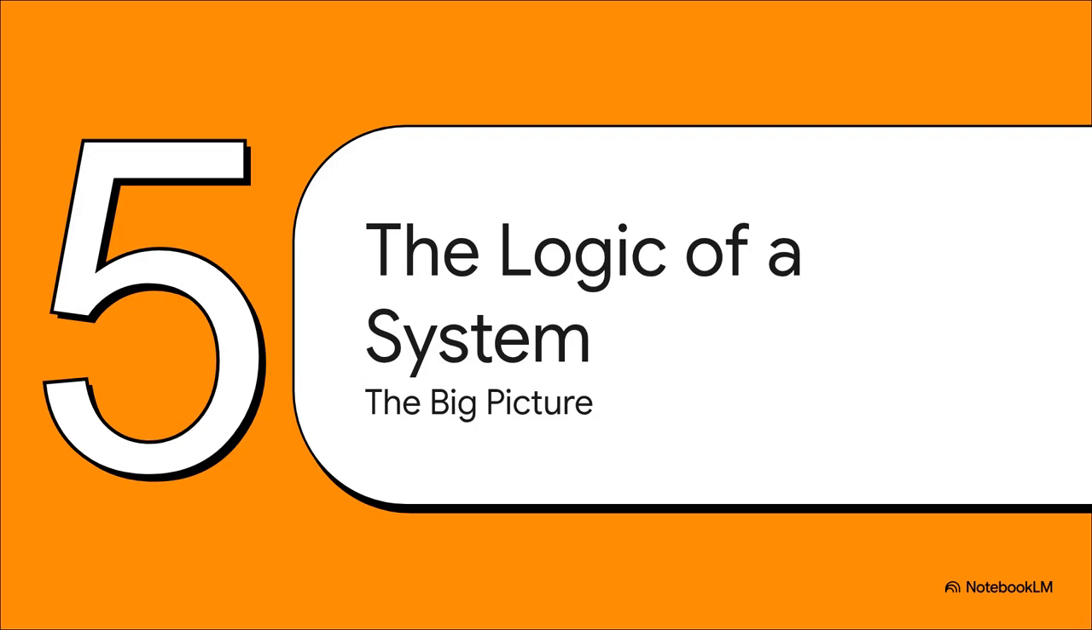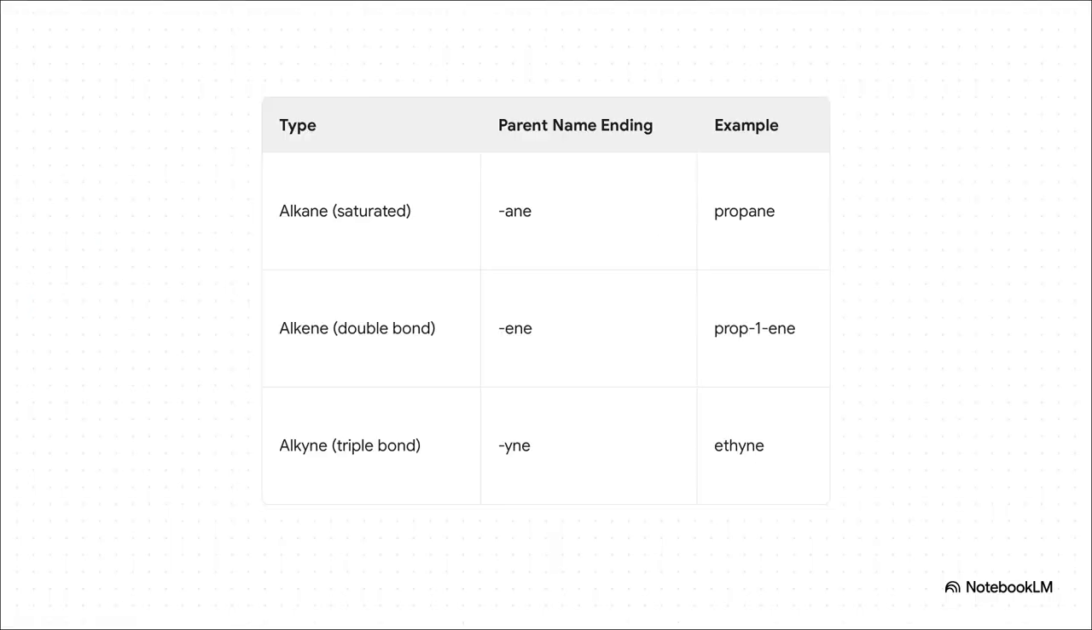So now we have all the pieces. Let's just step back for a second and look at the big picture. Because this isn't just about memorizing a bunch of rules. It's about appreciating the power of a perfectly logical system that was designed for absolute clarity. You know, this simple change in the name's ending is incredibly powerful. Just by looking at the last three letters, ane, ene, or yne, a chemist instantly knows the fundamental bond structure of the entire molecule. It's a perfect example of just how efficient this language really is.